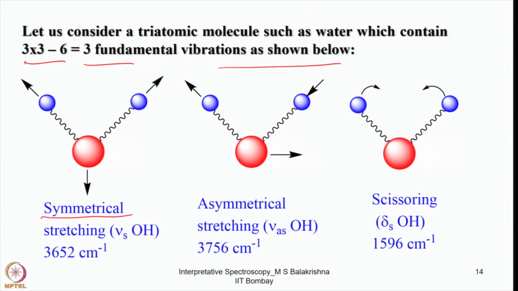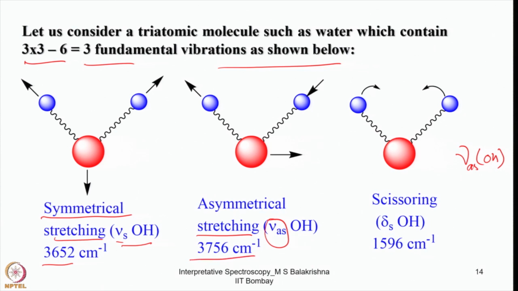One is symmetrical stretching, and here the stretching frequency comes around 3652 centimeter minus 1, referred to as nu s. The second one is asymmetrical stretching, referred to as nu as OH. So, this indicates we are considering the asymmetrical stretching of the OH group, and here the symmetric stretching of the OH group, and the asymmetric stretching value comes around 3756 centimeter minus 1.